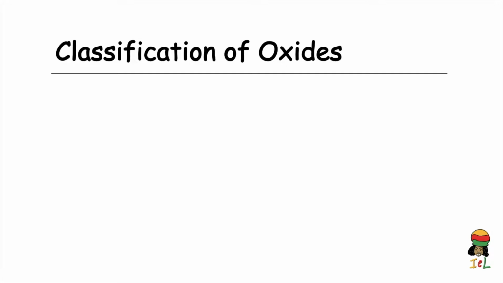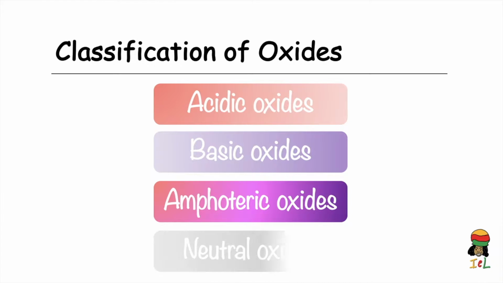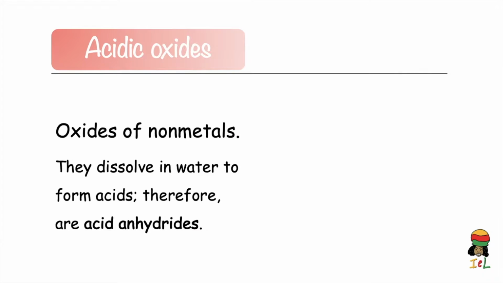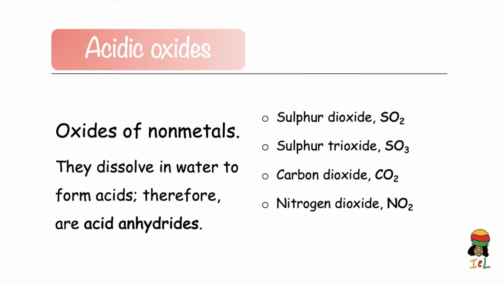Classification of oxides. Oxides are classified either as acidic oxides, basic oxides, amphoteric oxides, or neutral oxides. And we will start with acidic oxides. Acidic oxides are oxides of nonmetals, and when they dissolve in water, they form acids. Therefore, the oxides of nonmetals are called acid anhydrides. Examples include sulfur dioxide, SO2, sulfur trioxide, SO3, carbon dioxide, CO2, nitrogen dioxide, NO2, and dinitrogen pentoxide, N2O5.